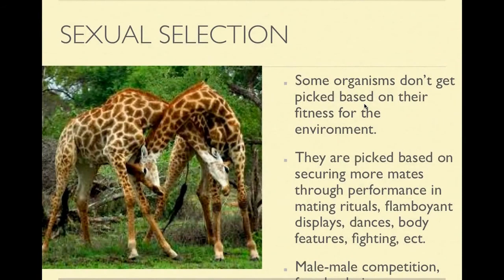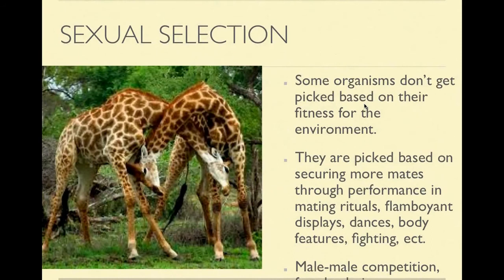Some organisms actually get picked based on whether they are more attractive to the opposite sex. So mates sometimes are selected because they have flamboyant displays, or they do dances, or they have really big body features that are impressive to the female, or whatever. But usually, it's males competing, and then the females getting to choose. That's usually how it goes.